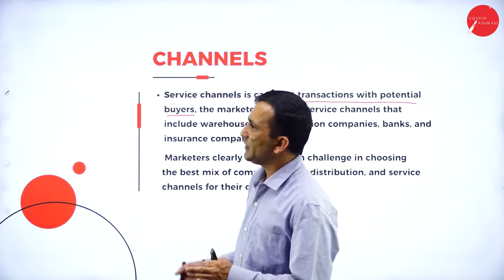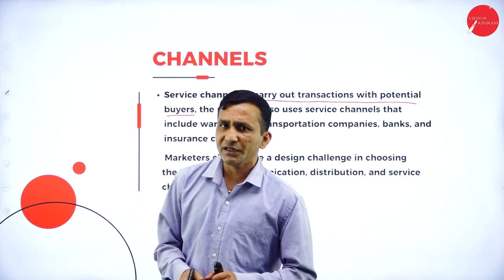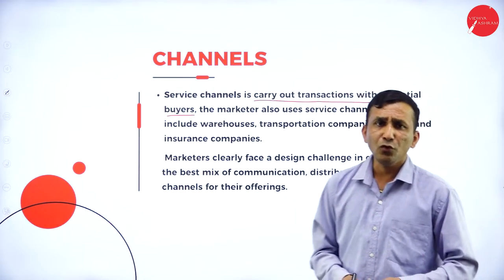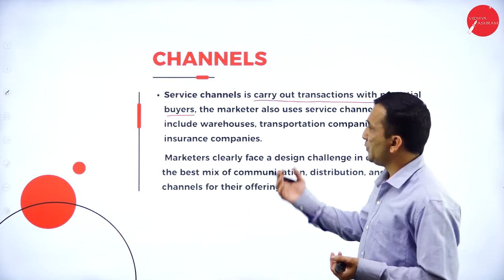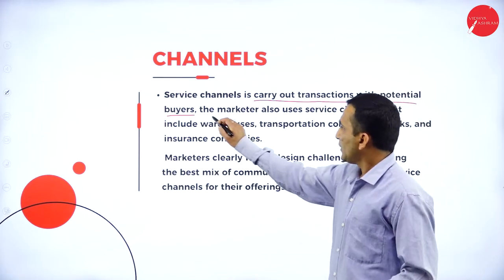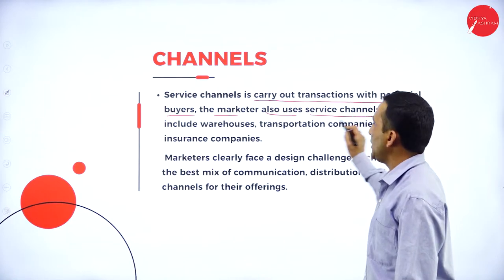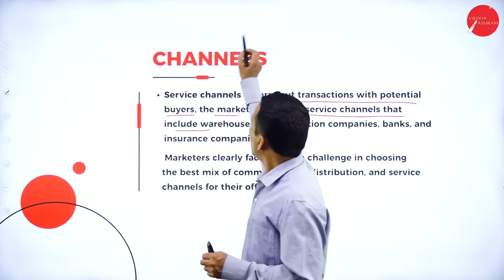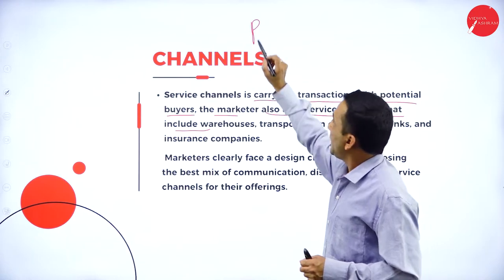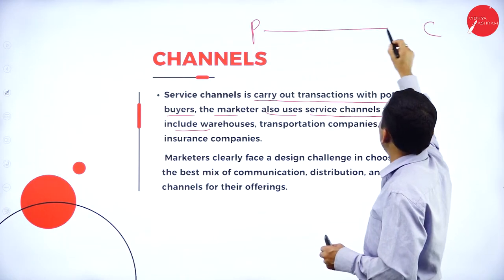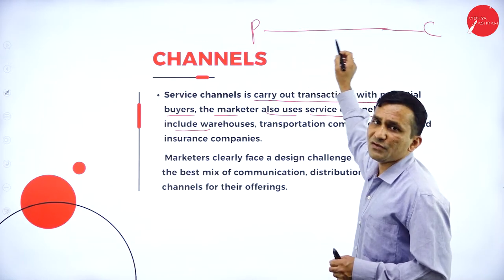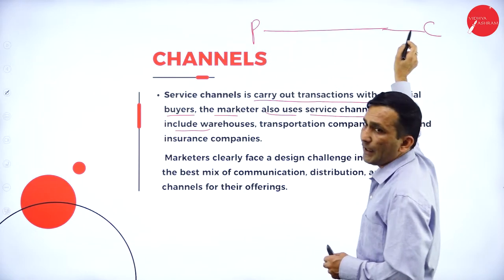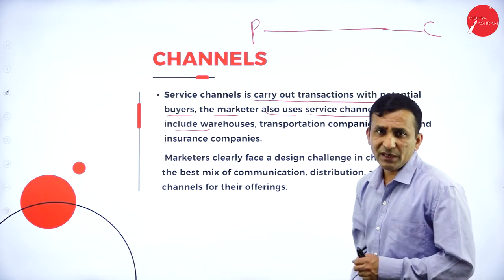Even if you have a television, unless you take a cable connection or a dish connection, you are not able to watch entertainment or movies. That's why a physical product sometimes becomes active because of service. The marketers also use the service channel, including whatever service they are expecting. After producing, the producer does not sell directly to the end consumer. There are a lot of gaps you have to fulfill, and a lot of functions will be taken care of between the producer and the end consumer.